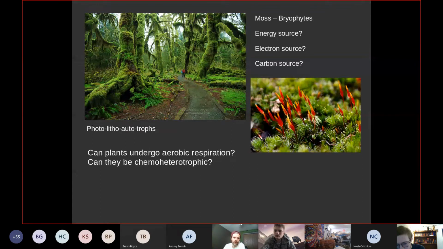Photolithoautotroph. Energy, electron, and carbon. Where is it coming from? Energy is from the sun. Yep. Electrons are from inorganic, specifically water. And the carbon source is CO2. Yeah, carbon dioxide, from the air. Perfect.